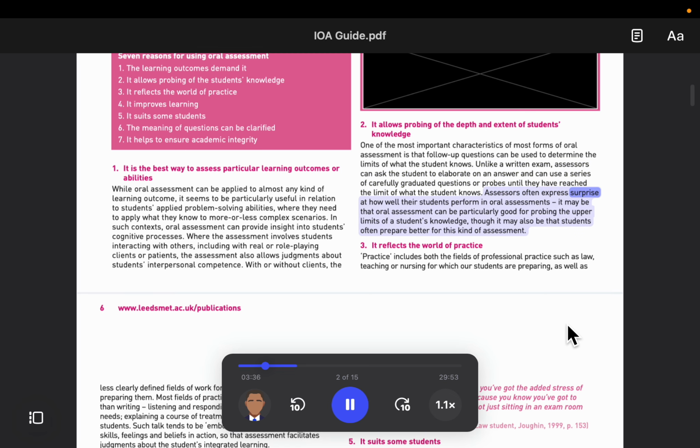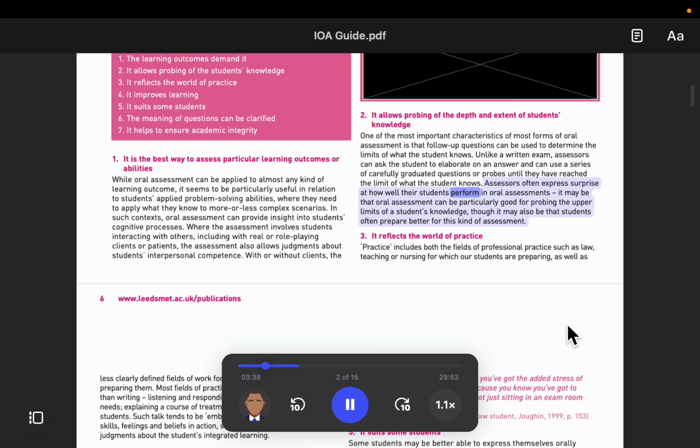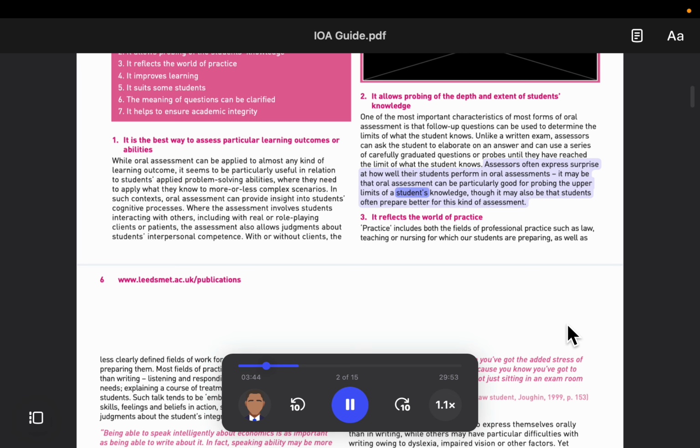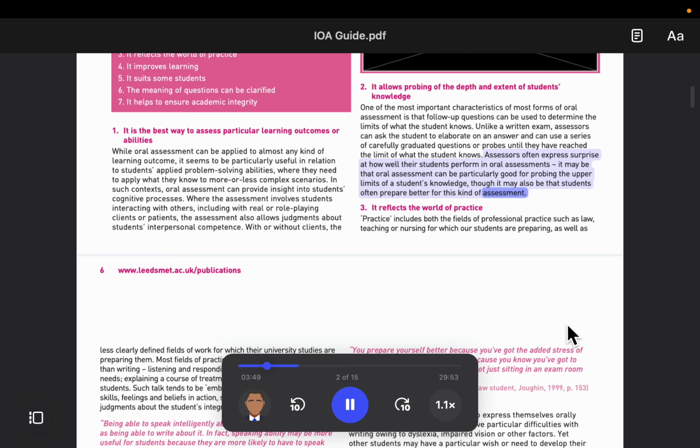Assessors often express surprise at how well their students perform in oral assessments. It may be that oral assessment can be particularly good for probing the upper limits of a student's knowledge, though it may also be that students often prepare better for this kind of assessment.